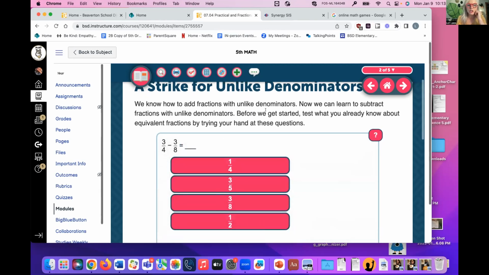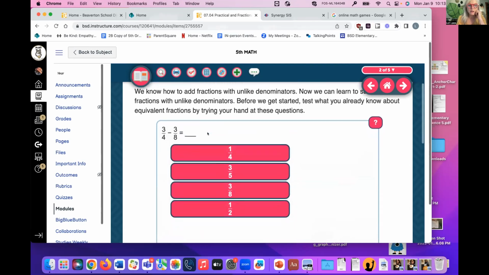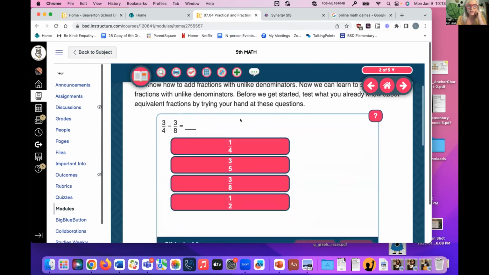We know how to add fractions. Now we can learn how to subtract. Let's test what you already know about equivalent fractions by trying your hand at these questions. 3/4 minus 3/8. Should I change my eighths into fourths or my fourths into eighths? What do you think? Fourths into eighths. Because you could change your eighths into fourths if you could split the top number in half, but you can't. So if I'm going to double the bottom of this number, what's the top going to be?